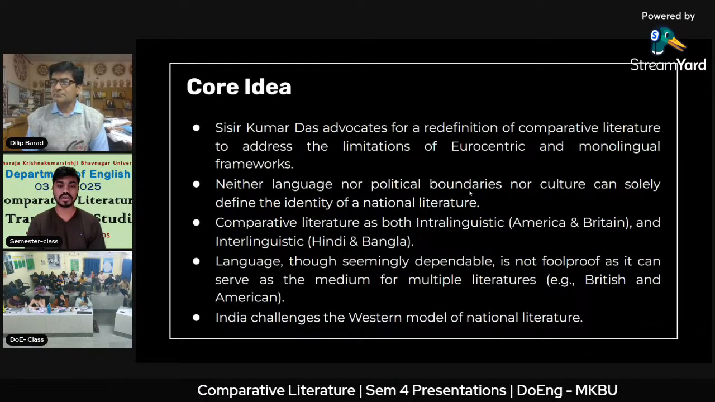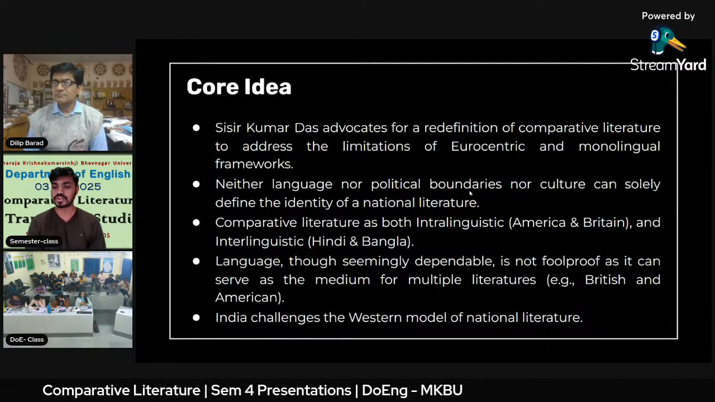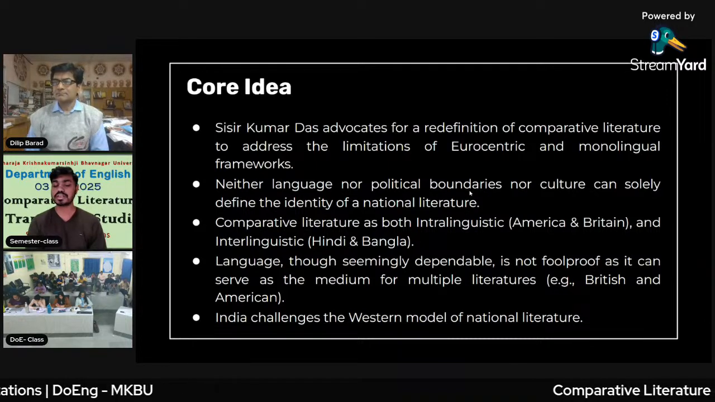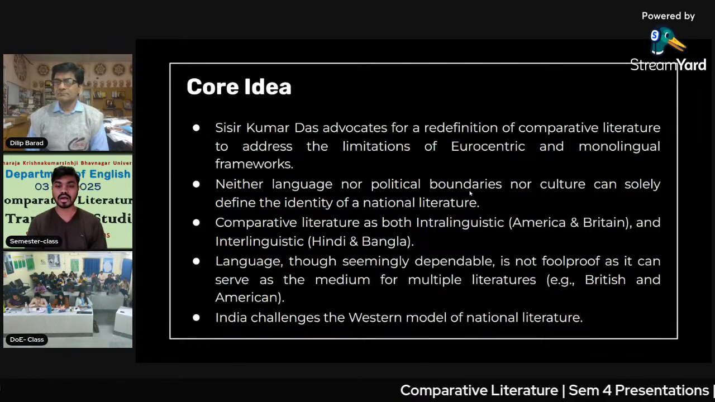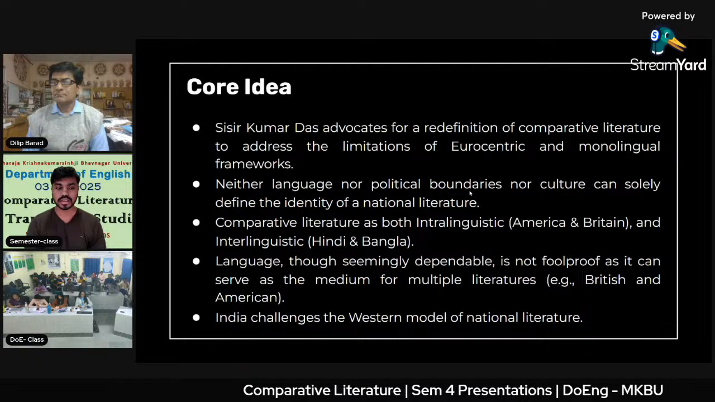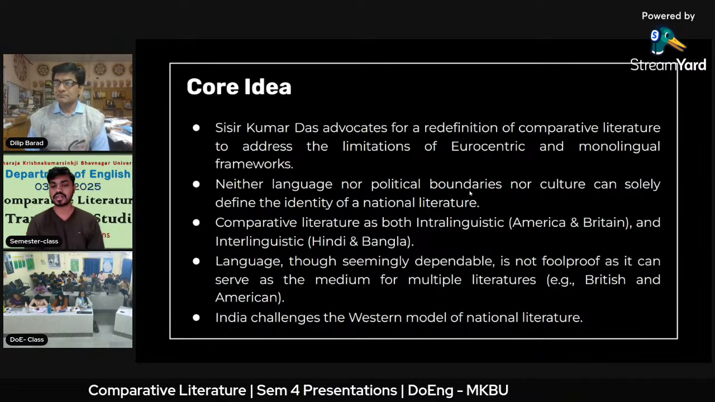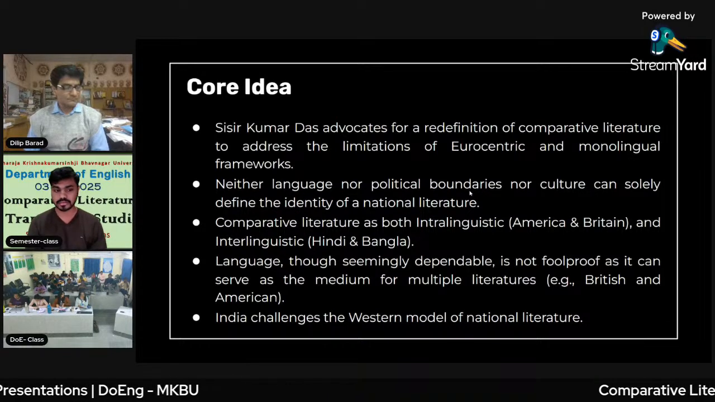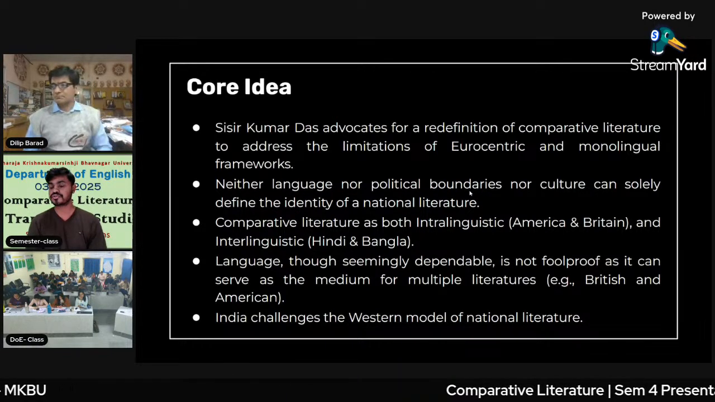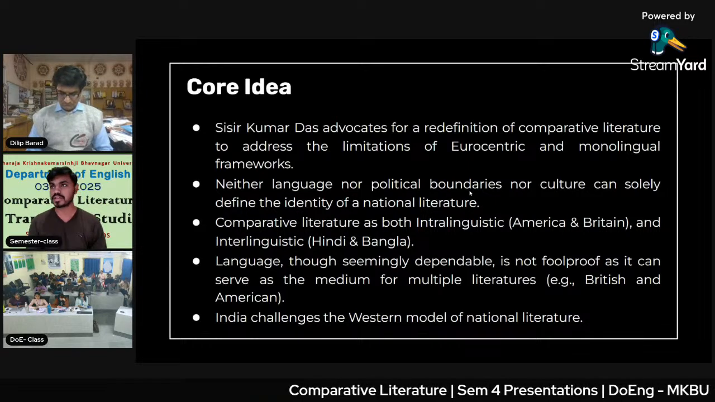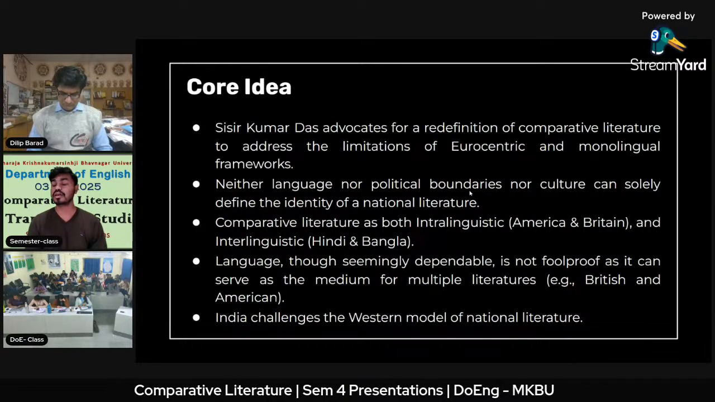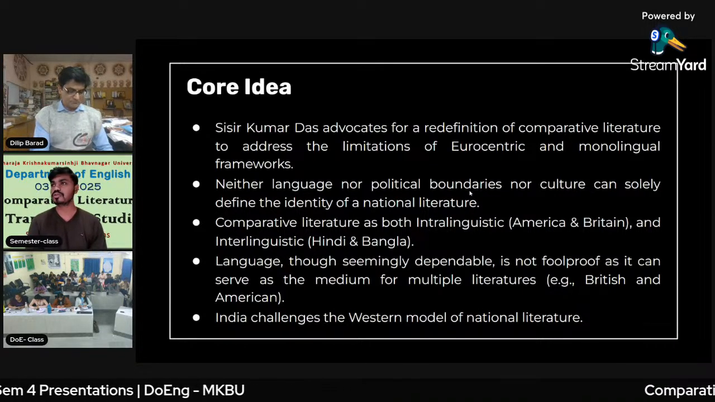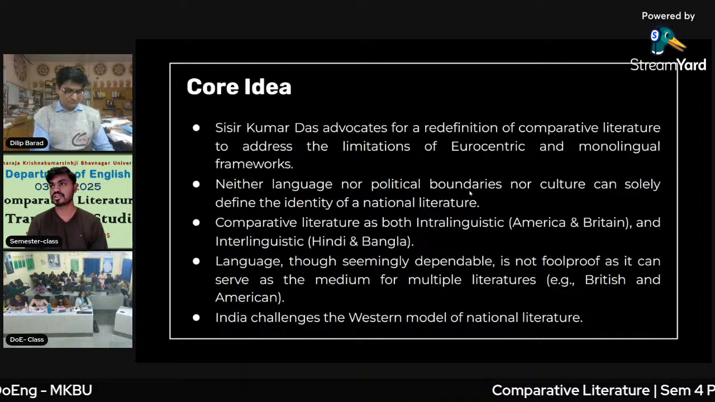And he also says that neither language nor political boundaries nor culture can solely define the idea of national literature. Keeping these things in mind, he gives two concepts: intralinguistic and interlinguistic studies. Intralinguistic is the study of similar languages, that is, of the American and British nations. And interlinguistic study can be done in a country like India, where there is a diversity of languages. For example, we can do a comparative study between Hindi and Bangla, or Gujarati, Marathi, Tamil or Kannada.